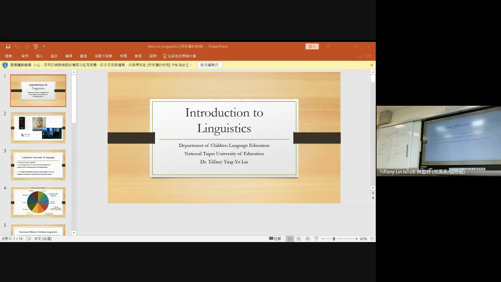That's really cool. And finally, what are some examples of language invention that you guys thought of?